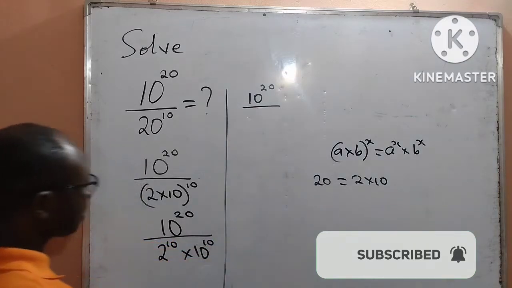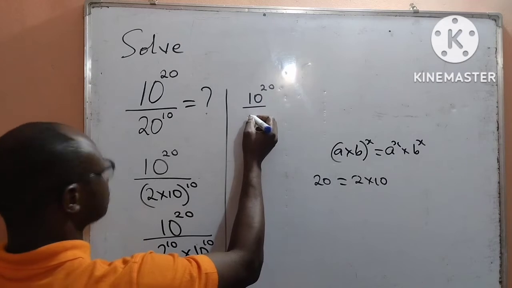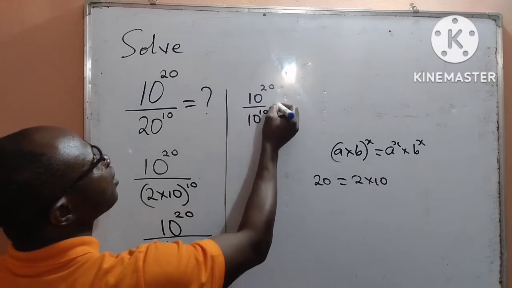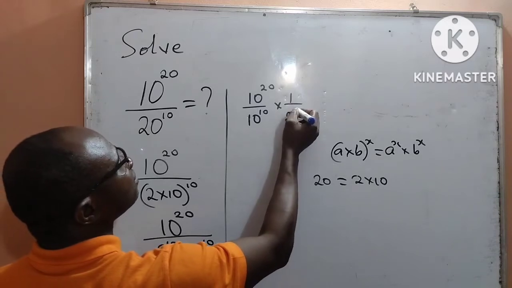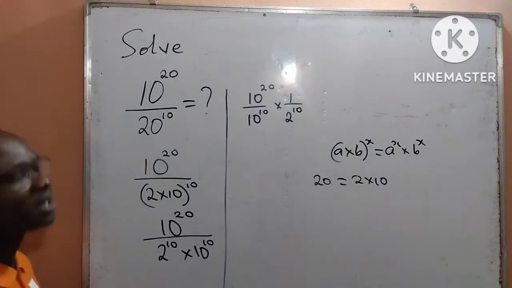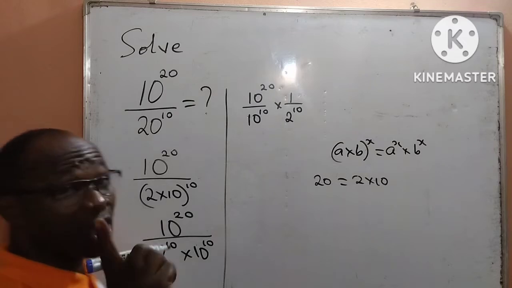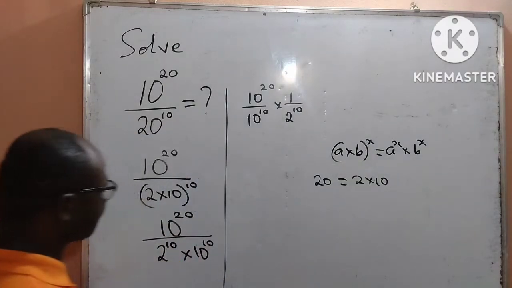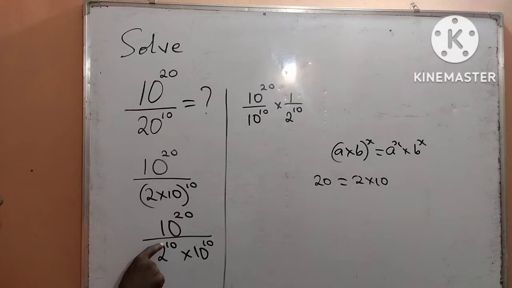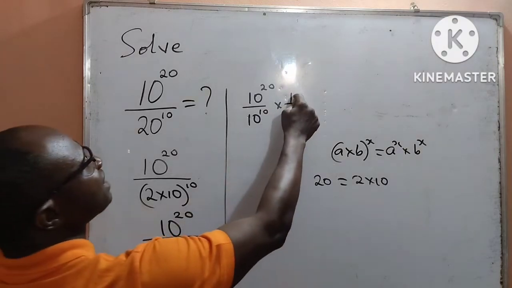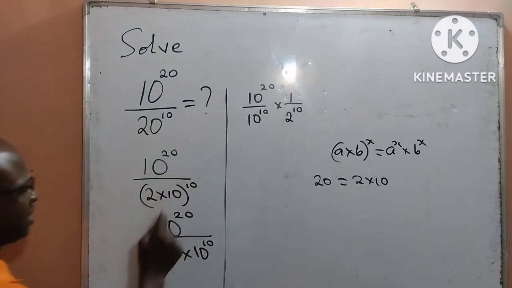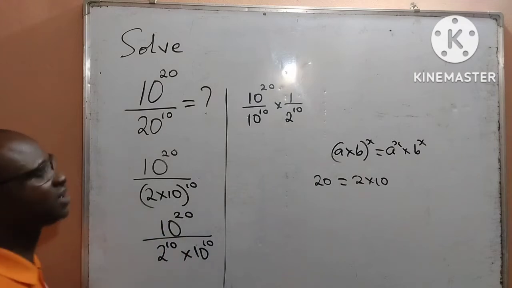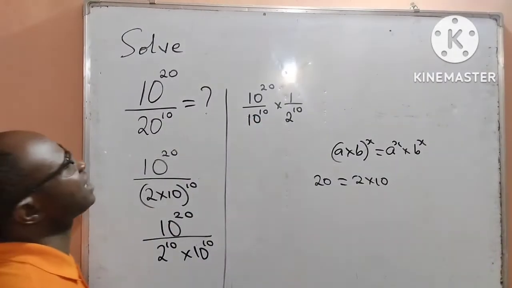Okay, moving forward, I can simply write this as 10 to the power of 20, all over 10 to the power of 10, multiplied by 1 all over 2 to the power of 10. Okay, good. What I have done here is that since I have 2 to the power of 10 at the denominator, I have written it as 1 all over 2 to the power of 10, because 1 times 10 to the power of 20 is still 10 to the power of 20. So it is still in order and very intact.